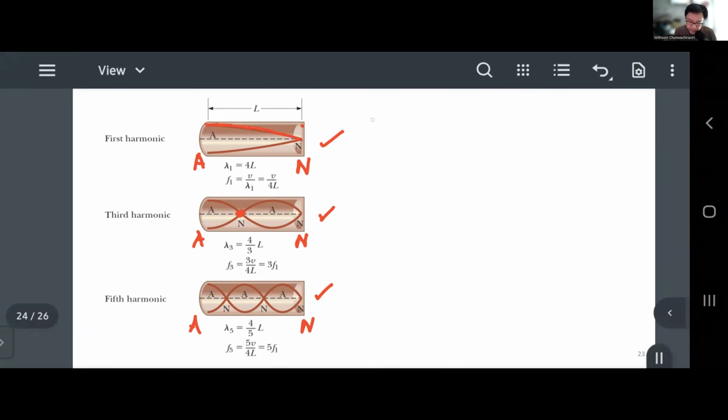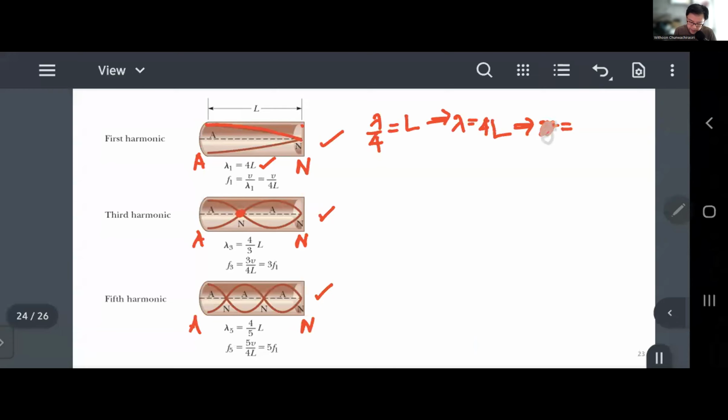So over here you say a quarter of a wavelength equals the length of the tube, which means lambda is just 4 times the length. Cool. And once you know the wavelength, you can calculate the frequency of this case by doing f equal to v over lambda, and that is just v over 4L, and that is it. You're done. Okay, what about the second case?